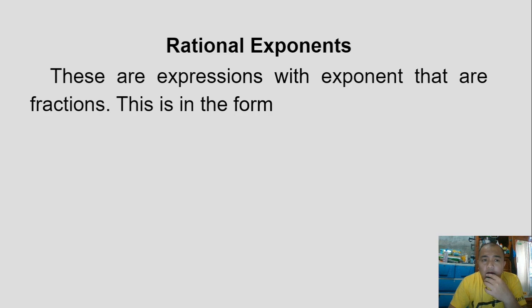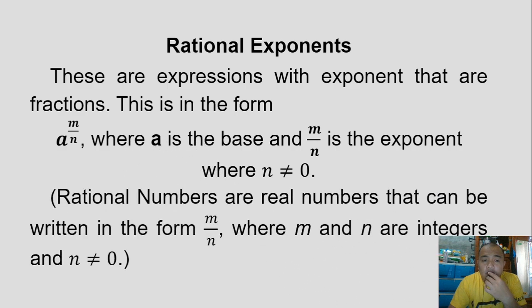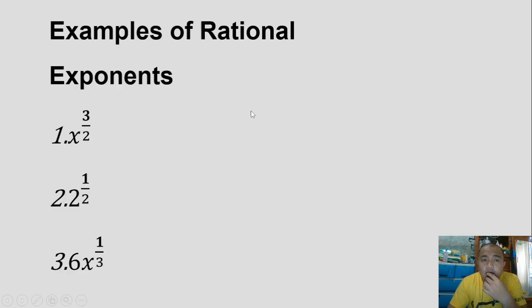What are rational exponents? These are expressions with exponents that are fractions. This is in the form a raised to m over n, where a is the base and m over n is the exponent, where n is not equal to 0. Rational numbers are real numbers that can be written in the form m over n, where m and n are integers and n is not equal to 0. So, to repeat, expressions with exponents that are fractions are what we call rational exponents.